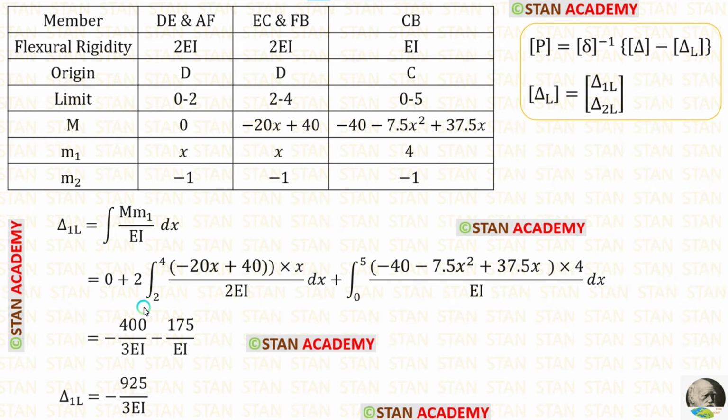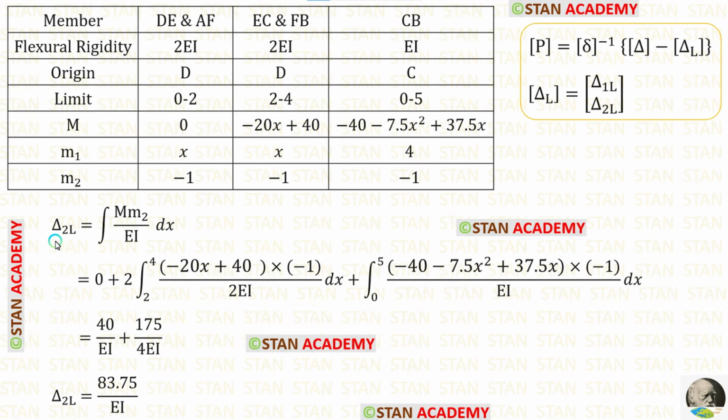I have used the calculator. Using the calculator, for this integration, I got this. And for this integration, I got this. After adding these two values, I am getting minus 925 upon 3EI. Now let us find delta 2L.